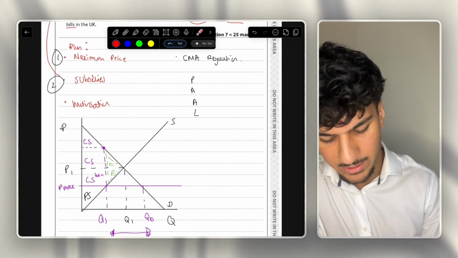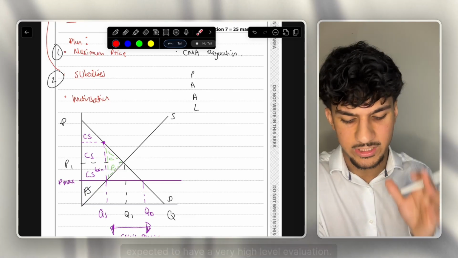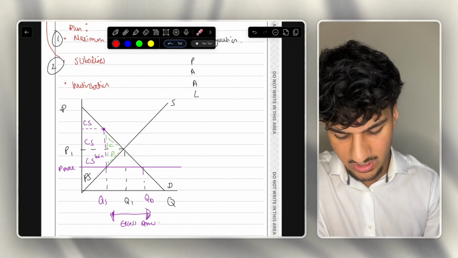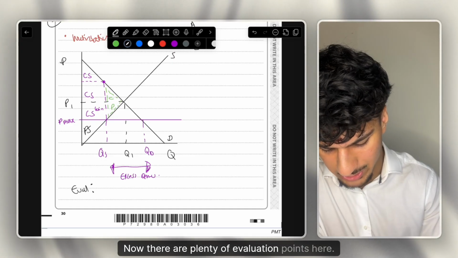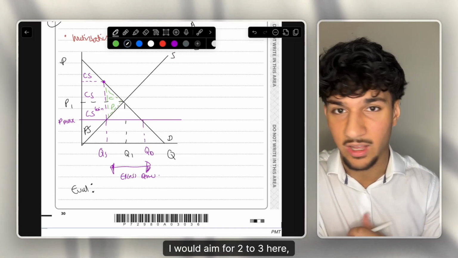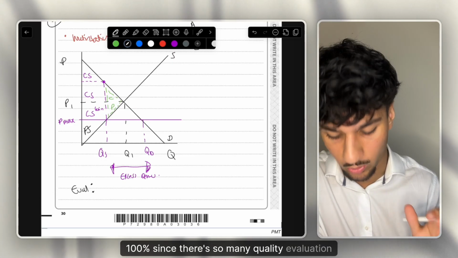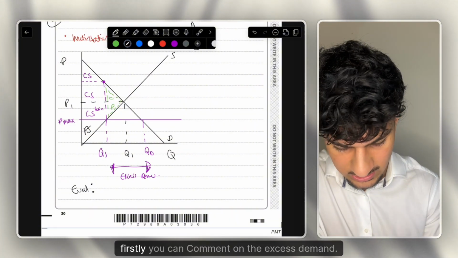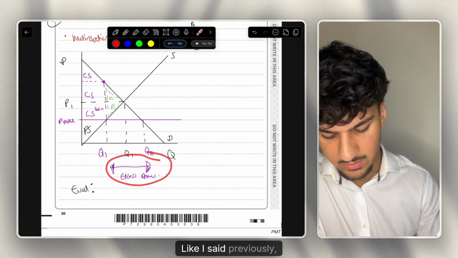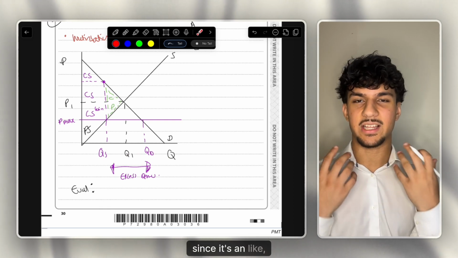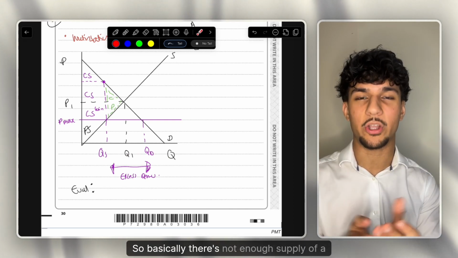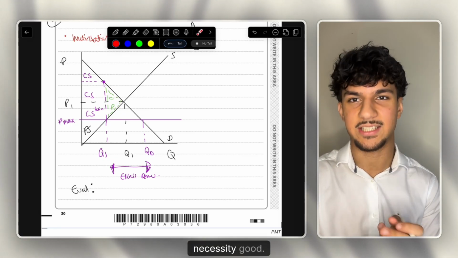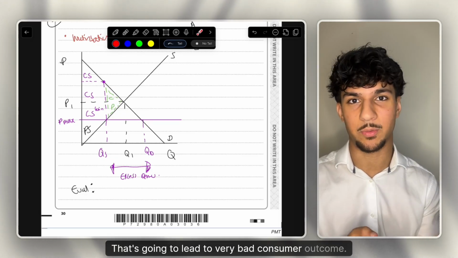And then, of course, in your 25 marker, you will be expected to have a very high level of evaluation. And how are you going to evaluate this? Now, there are plenty of evaluation points here. I would aim for 2 to 3 here, 100%, since there's so many quality evaluation points. Number one, firstly, you can comment on the excess demand, like I said previously. Since it's a necessity good, there's excess demand, so basically there's not enough supply of a necessity good. That's going to lead to very bad consumer outcomes.